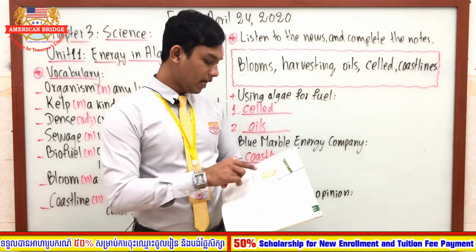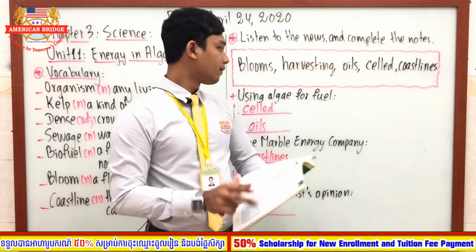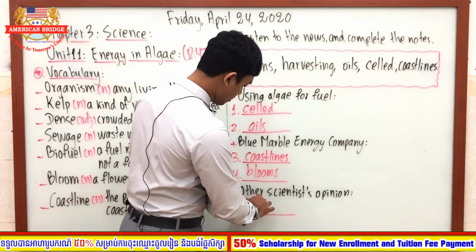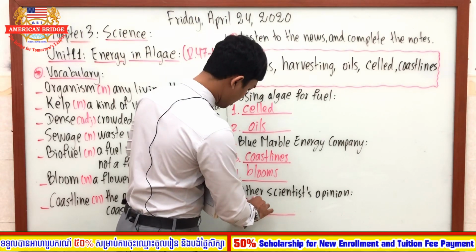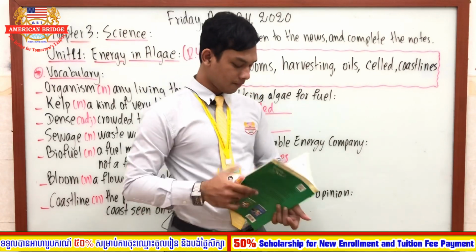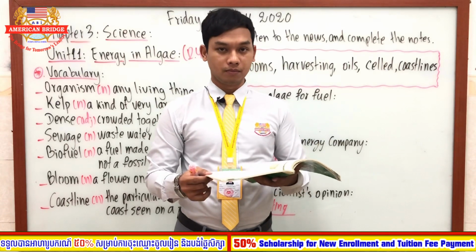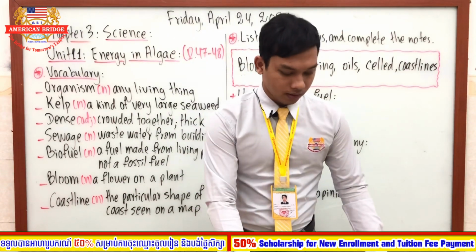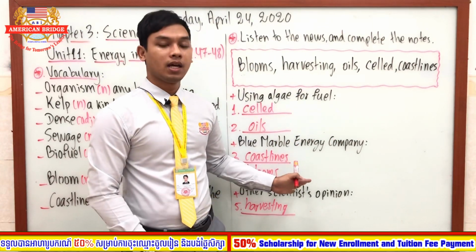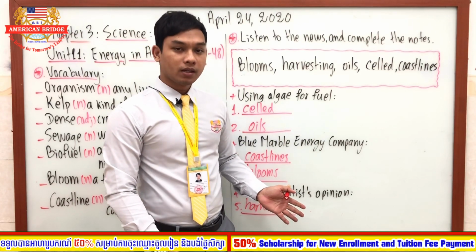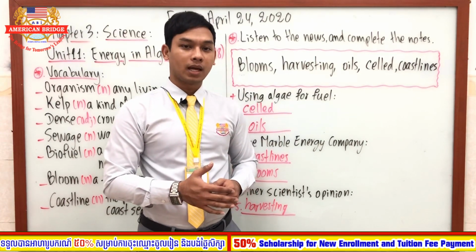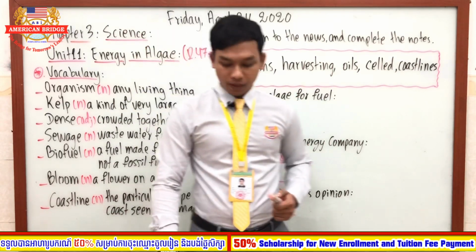And the last main point is about the other scientists' opinion. So number 5, we say does not stop. So what does not stop? Okay, we have only the last one, which is harvest. All right, so we say harvesting. Okay, harvesting. So harvesting does not stop. Okay, good. All right, so you can see all of these words have been completed into the blanks right now, right? And how much do you get, everyone? I believe that you get all of this correctly. All right, good.